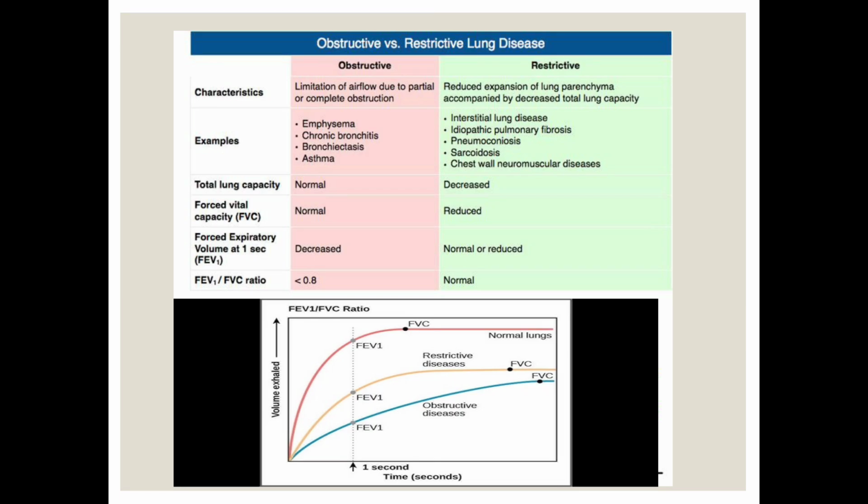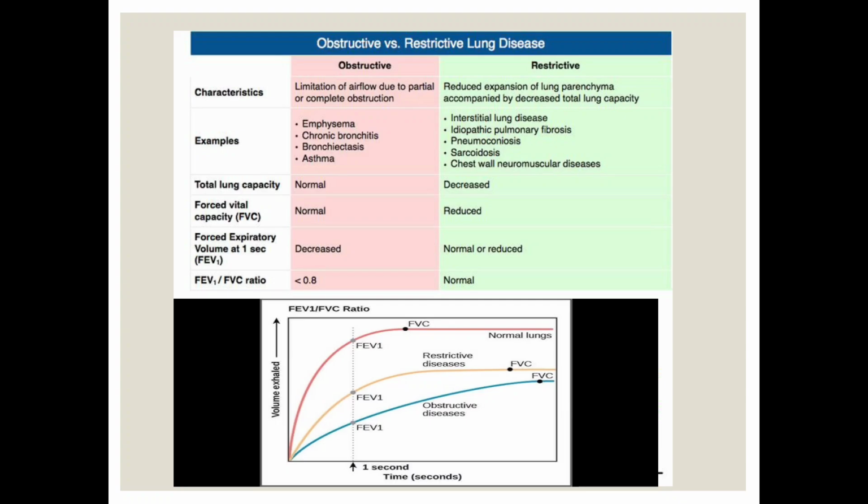The characteristic of obstructive lung disease, most importantly, is that the FEV1 to FVC ratio, normally 80%, is below 80%. But in restrictive lung disease, although FEV1 is reduced, FVC is also reduced. So there is a proportional reduction of FEV1 and FVC, and as a result the ratio will remain normal. And sometimes it is seen that FEV1 is normal and FVC is much lower, so the ratio may be higher in some cases.